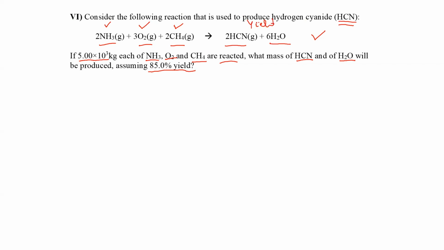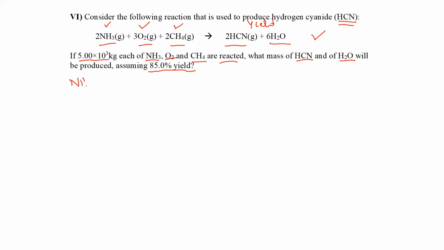So what do we do first when we have this reaction? We check it. This is to check if the reaction is balanced. Now we have the mass of all of the three reactants. We need to calculate the number of moles and know which reactant is the limiting reactant. And that will be the limiting reactant that will determine the masses for hydrogen cyanide and water. So first, let's check the molar masses of each of our compounds to calculate the number of moles.